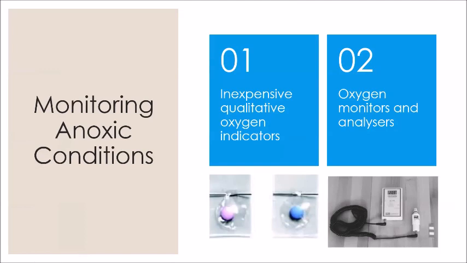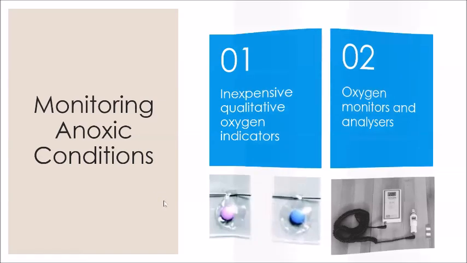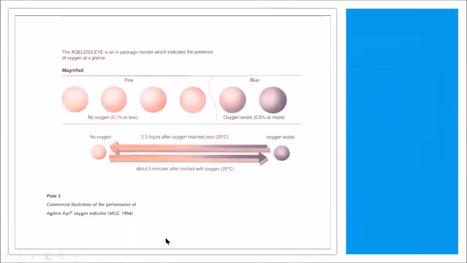These we can also buy from online shopping, what is it? Amazon. So we can get it from Amazon also, but we have more sophisticated oxygen monitors and analyzers, like you can see in the bottom right picture. The change in color is not very nicely visible in this particular diagram, but here it should be pink and here it should be blue.